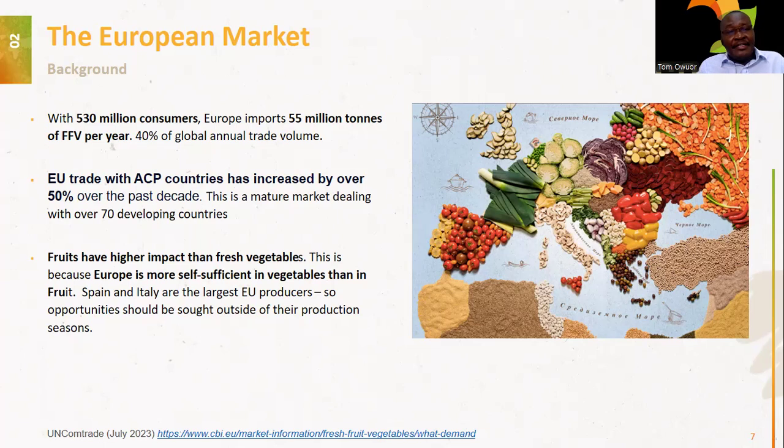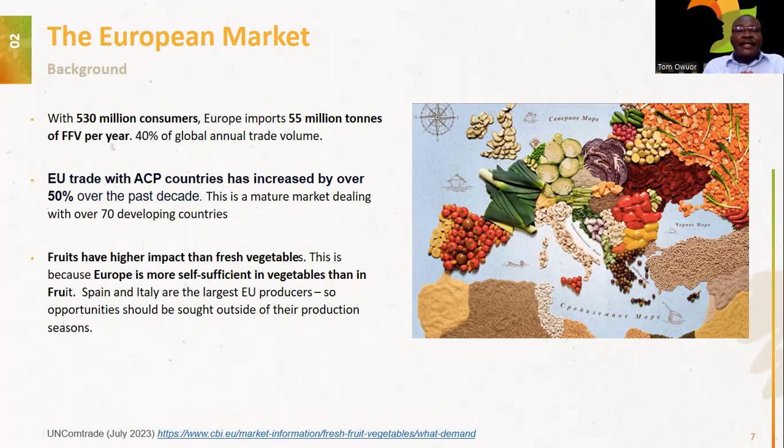The trade with African, Caribbean and Pacific countries has equally increased by over 50% over the past decade, meaning that the business relationship between ACP countries and Europe keeps on increasing every single day. But again, there is a rider in this particular area. Fruits have higher impact than fresh vegetables.